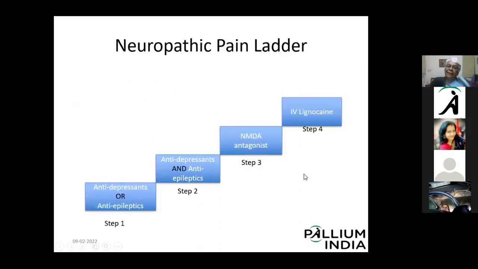There's a neuropathic pain ladder as well. In step 1, you give either an antidepressant or an anti-epileptic. In step 2, you combine the two, an antidepressant and an anti-epileptic. In step 3, you can go on to an NMDA antagonist. And in step 4, you can go to a local anesthetic. But this is a very rough way of calculating. Ultimately, it all depends upon the patient. This is just a simple framework by which you can go.